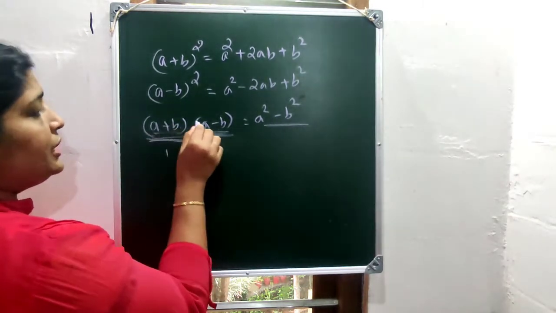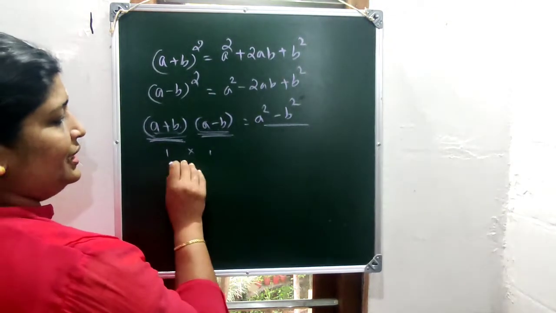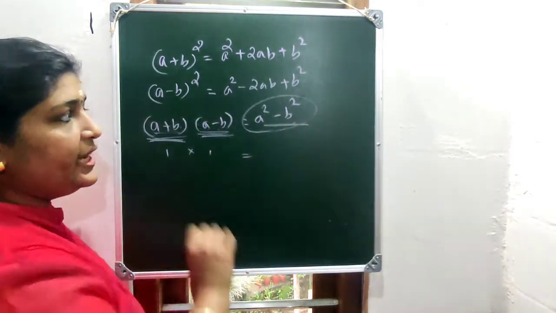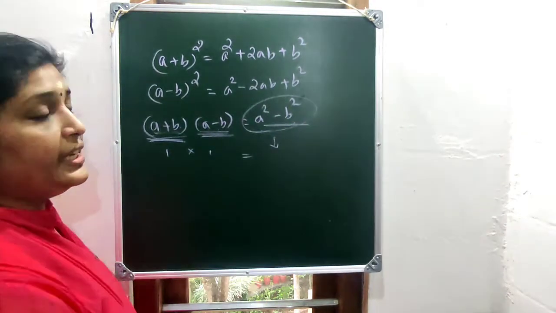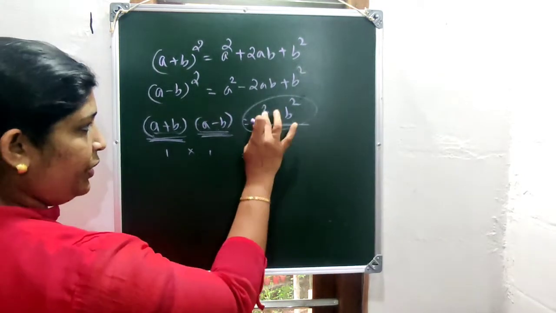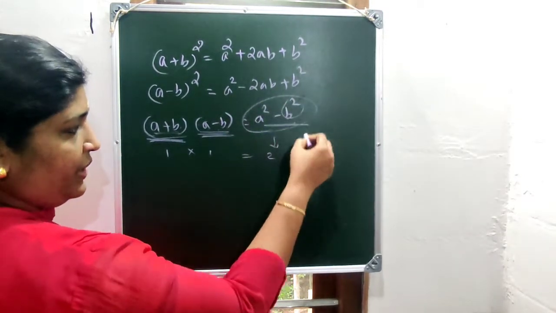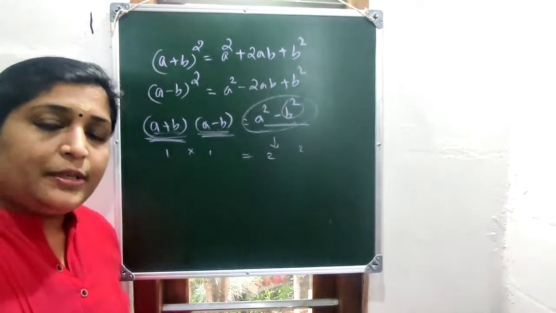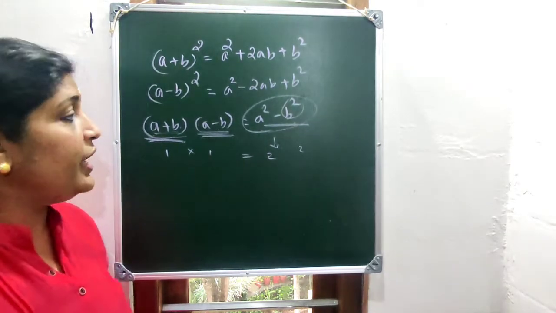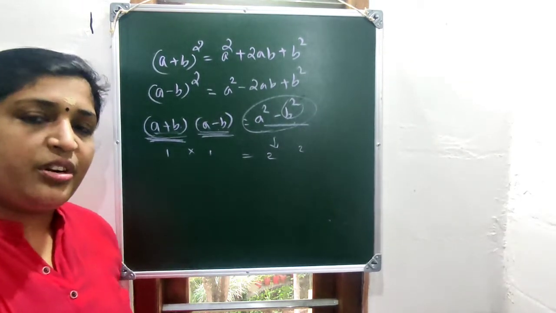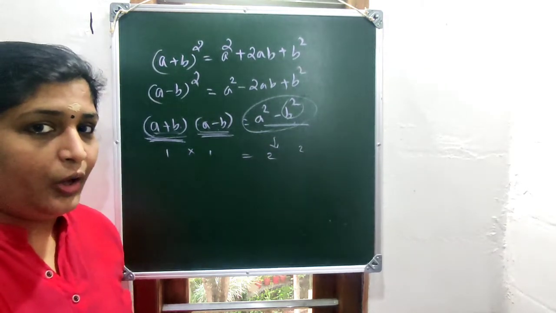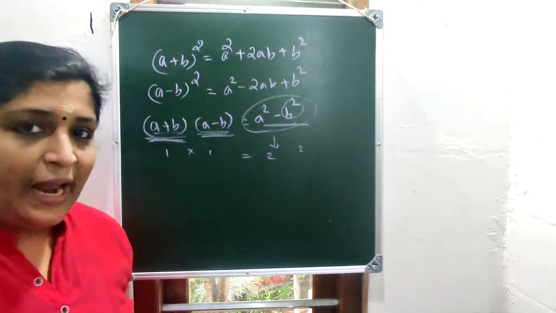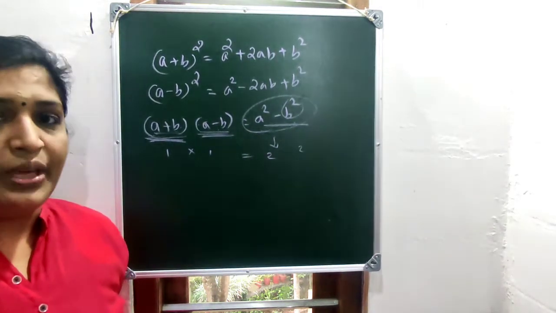Okay, so if we multiply two first degree polynomials or two first degree algebraic expressions, we get a second degree. See, here the power is 2, right? A square, the power is 2. Similarly, b square, the power is 2. So, if we multiply two algebraic expressions with the power 1, then we get another algebraic expression with the power 2. Okay, so using this we are going to move into our chapter, that is polynomials.